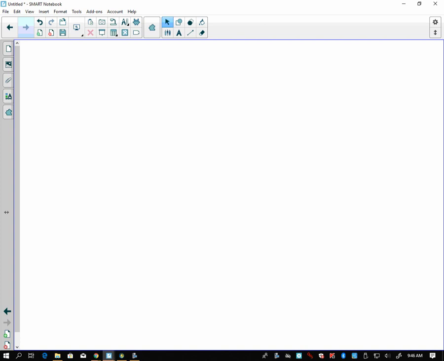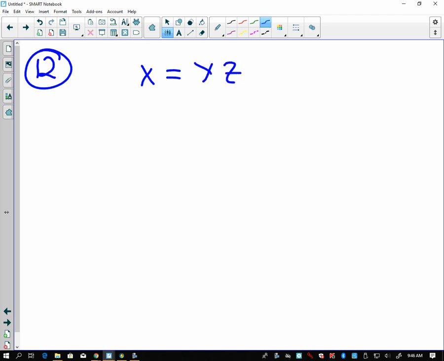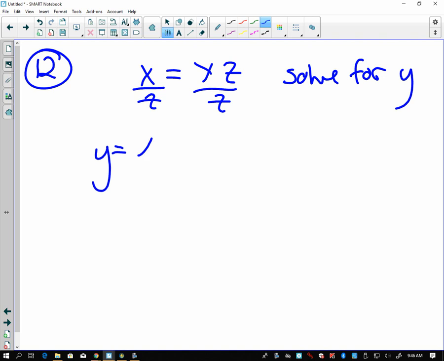Let's change it up a little bit, though. Let's say we had x equals yz, but we want to solve it for y. I saw this question on the last test. Not very many people got it right. If I want to solve for y, what do I do? Mia, divide by z on both sides. So y equals what? X divided by z. Okay? No spaces. Okay, can we do that? Okay? All right, next.